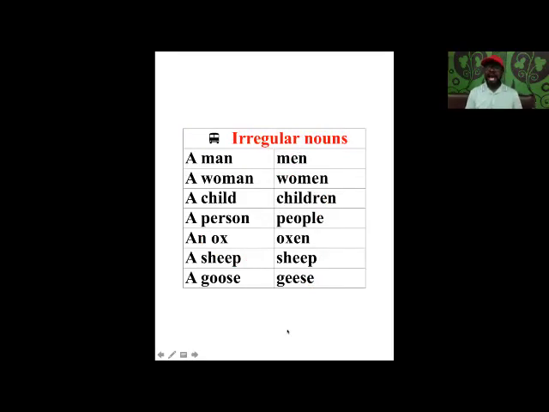However, we have some plurals which are irregular nouns. A man, men. Irregular nouns, we don't add S. These form their plural using other forms and not S. A man, men. A woman, women.